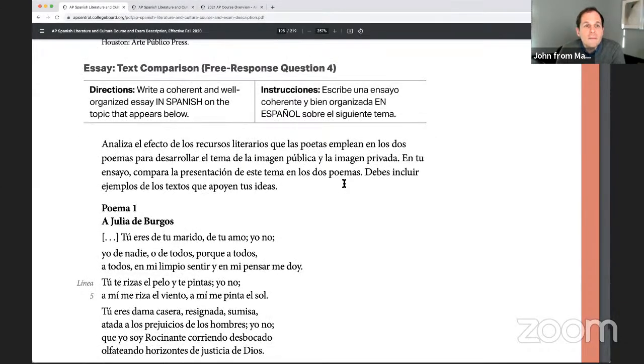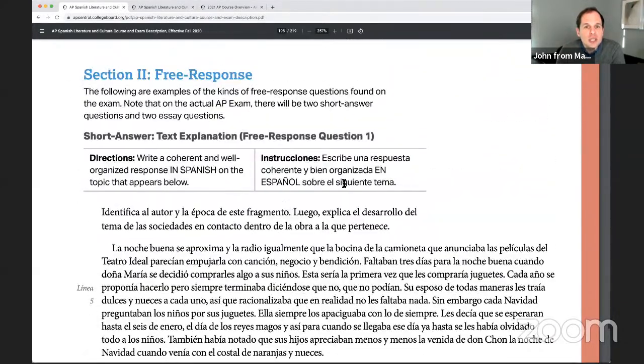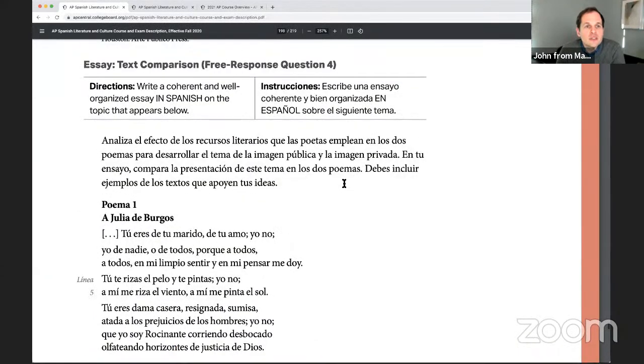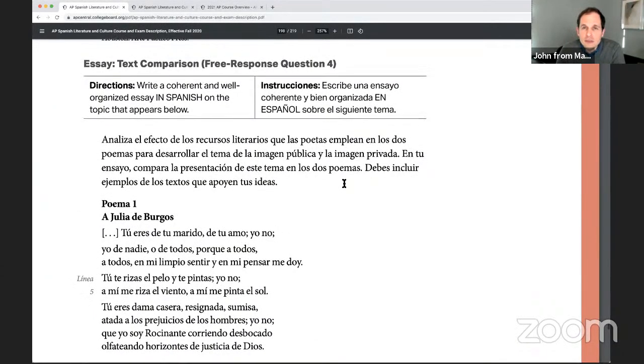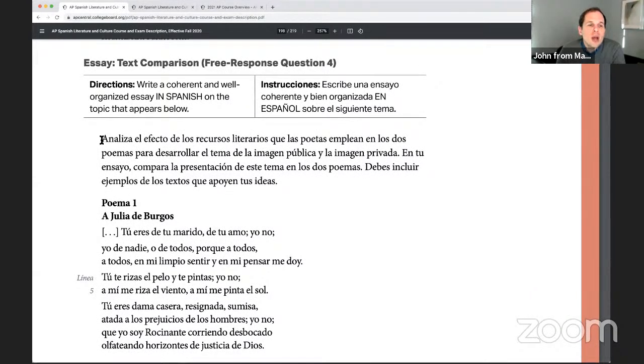Then here's, this skips ahead to question 4. Here is a longer essay that's going to have, remember, it's 17.5% and 35 minutes. And here's the prompt. Analice el efecto de los recursos literarios que las poetas emplean en los dos poemas para desarrollar el tema de la imagen pública y la imagen privada.